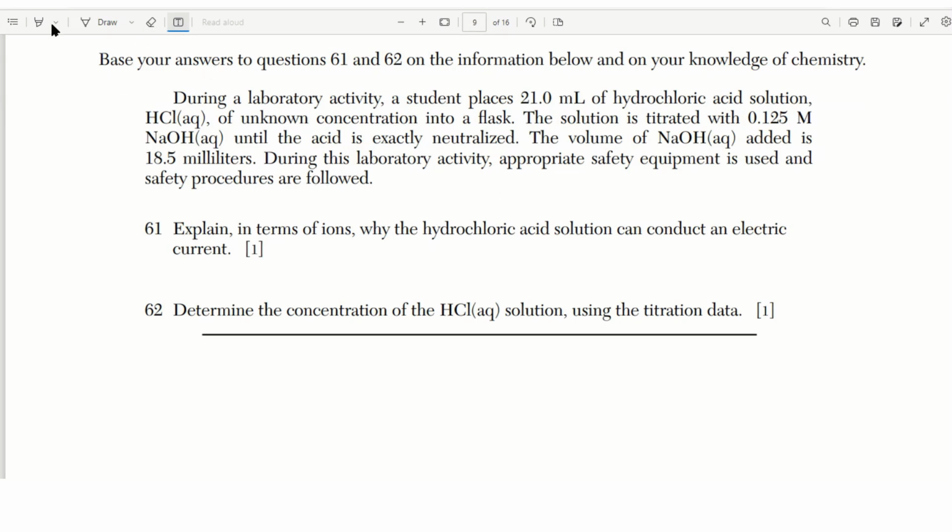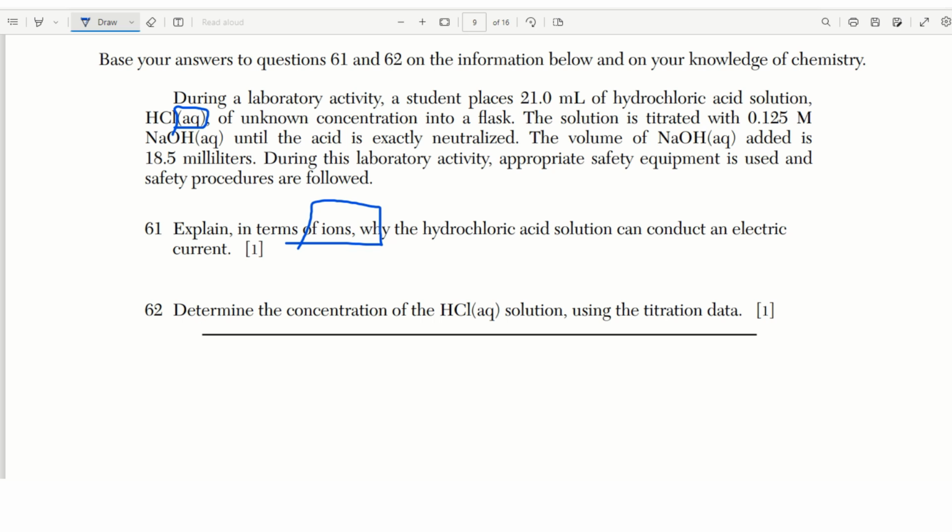Again, skip the reading, although I'm probably going to need it because it looks like I've got numbers. But explain in terms of ions. Okay, so ions has to be a word in my answer. Why the hydrochloric acid solution can conduct an electric current. All right, so let's go to hydrochloric acid. Look, it's aqueous, right? So why can it conduct electricity?